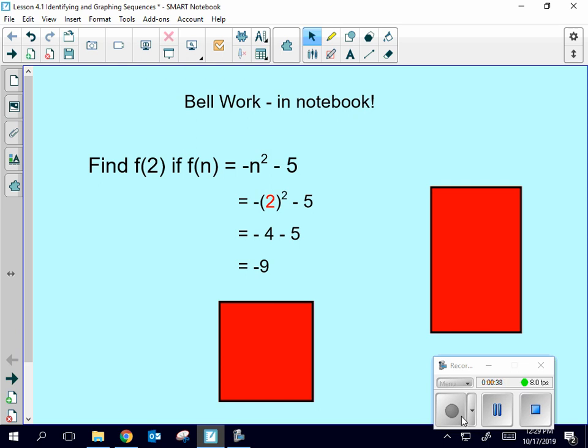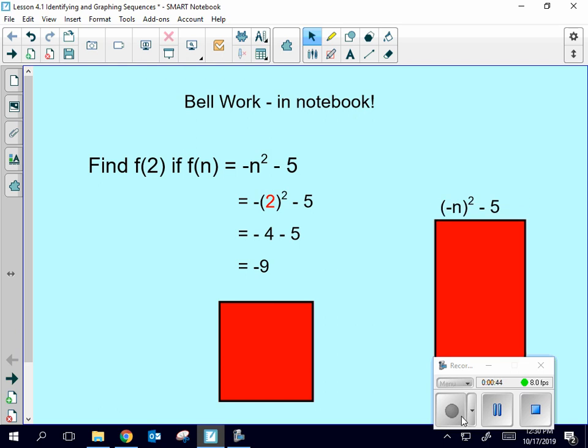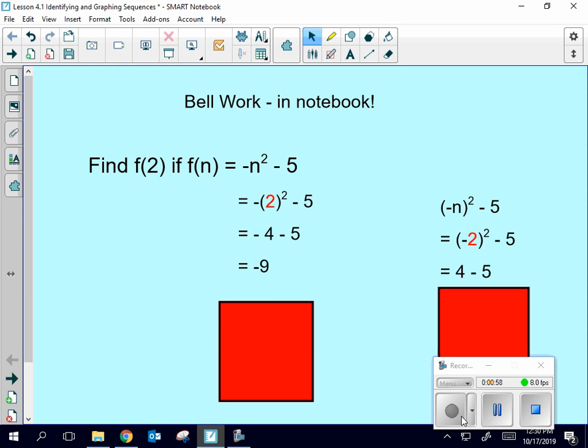The difference between this one and this other problem over here to the right is that the negative sign is inside the parentheses. If you have a negative n squared minus 5 and you plug in that 2, well, now the negative is also being squared. So now it's a positive 4 minus 5.